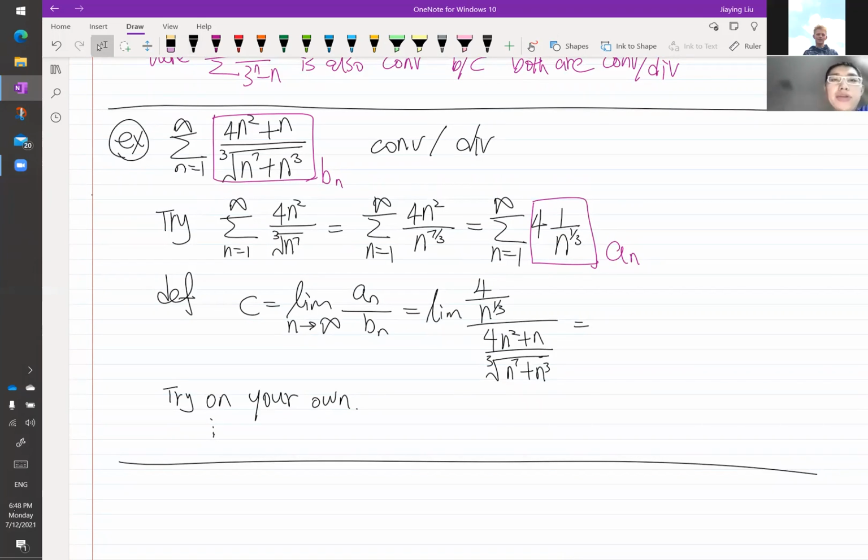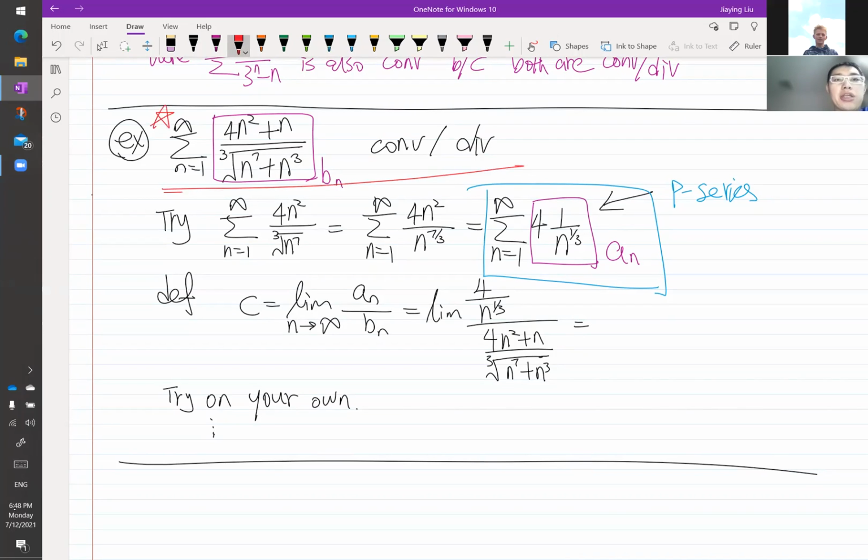Yeah, we can use the P series, right? So for this series that we picked, if we want to know if it's convergent or divergent, we can definitely use P series. But that only tells us that the one we picked is convergent or divergent. It doesn't tell us anything about the one that we are interested in at the beginning. So this one is the one that we are interested in. So we have to use the comparison test.